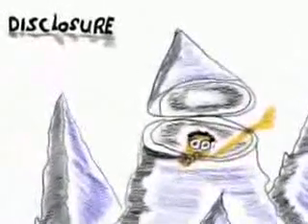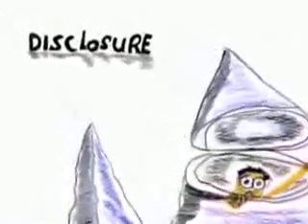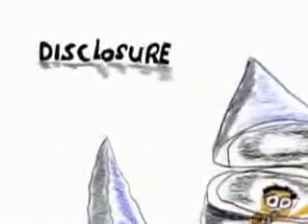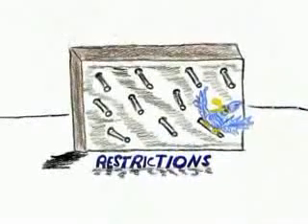Residents have the right to request when and to whom their medical information was disclosed within the last 6 years. The organization's response must include the date of the release, the name of the person or company receiving the information, and a brief description of the reason for the disclosure.